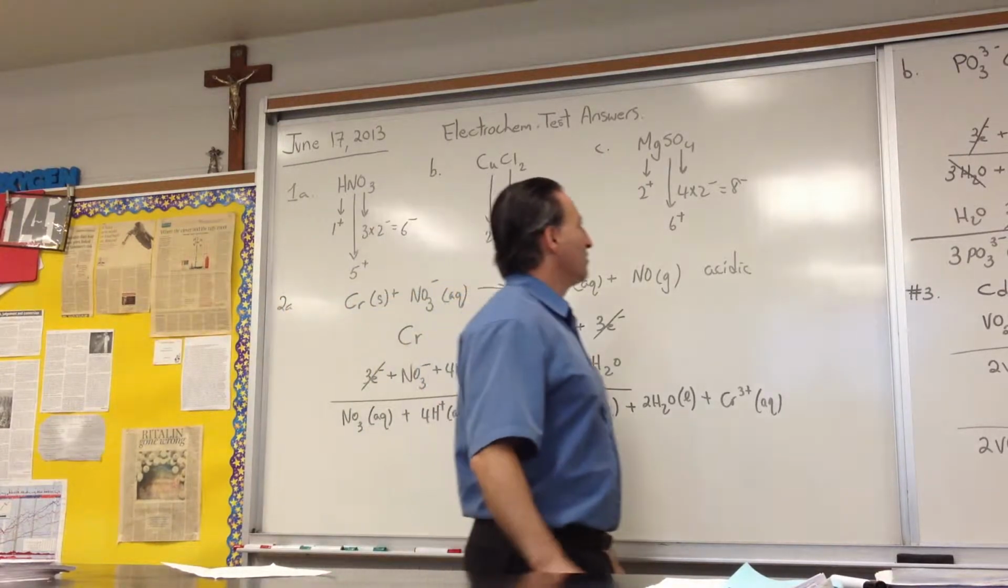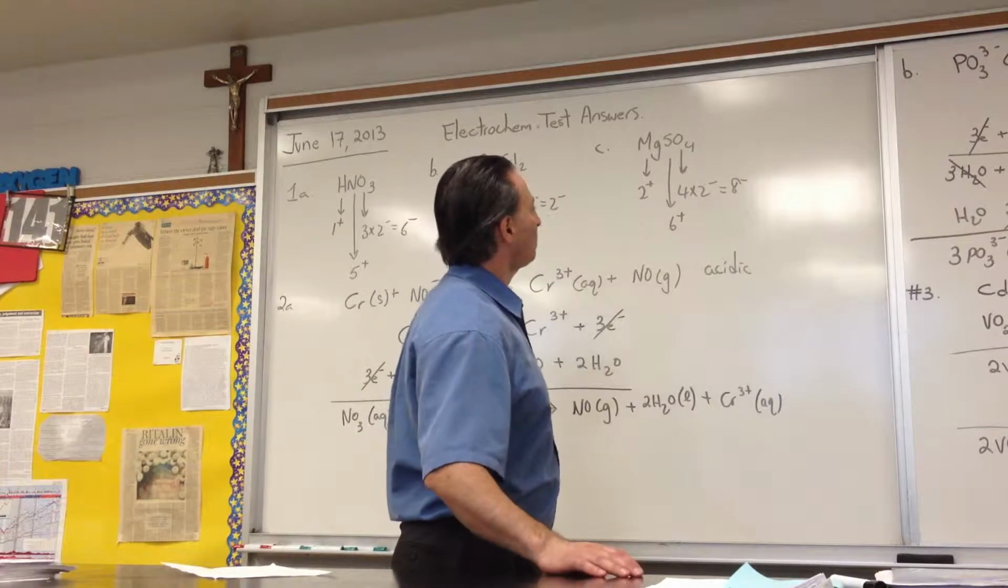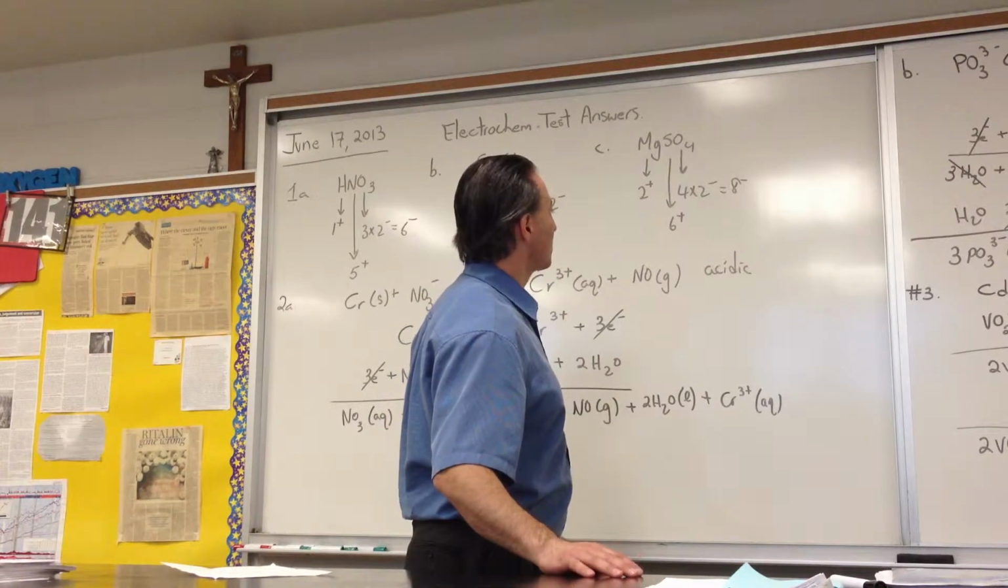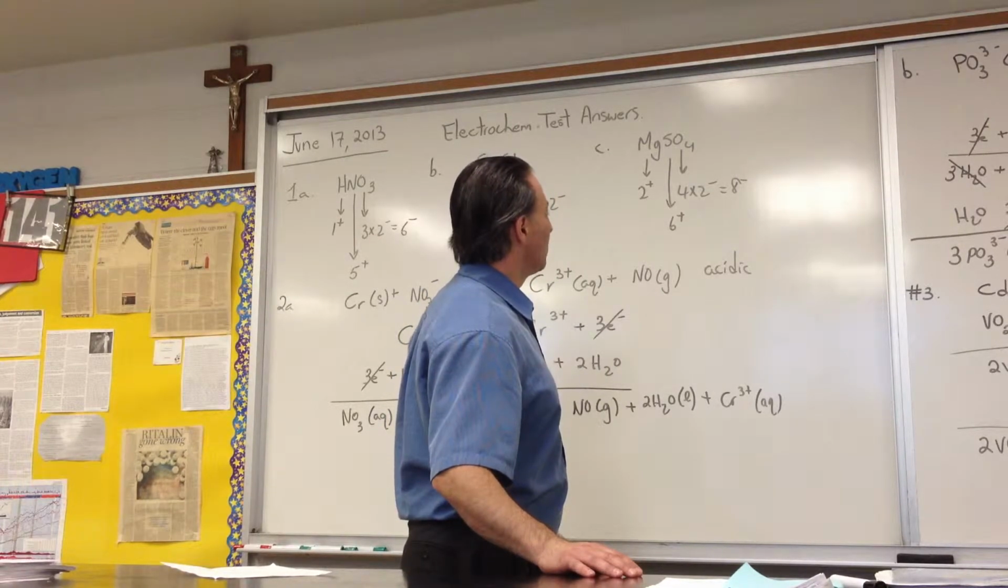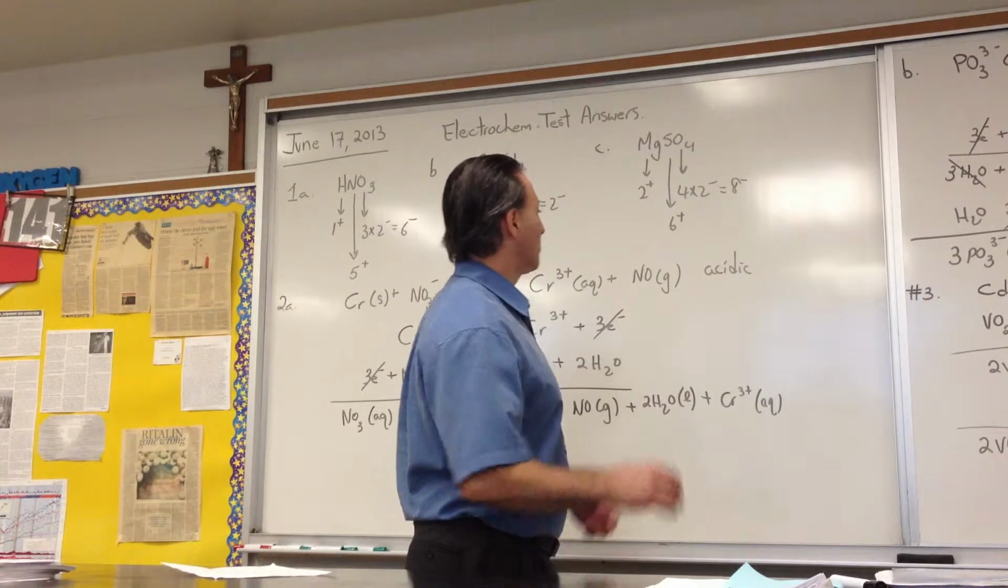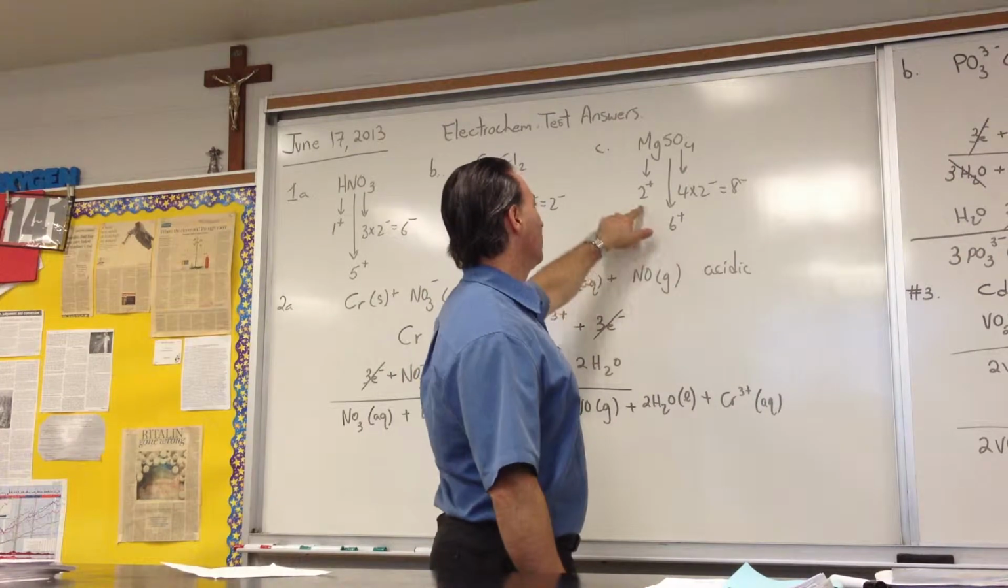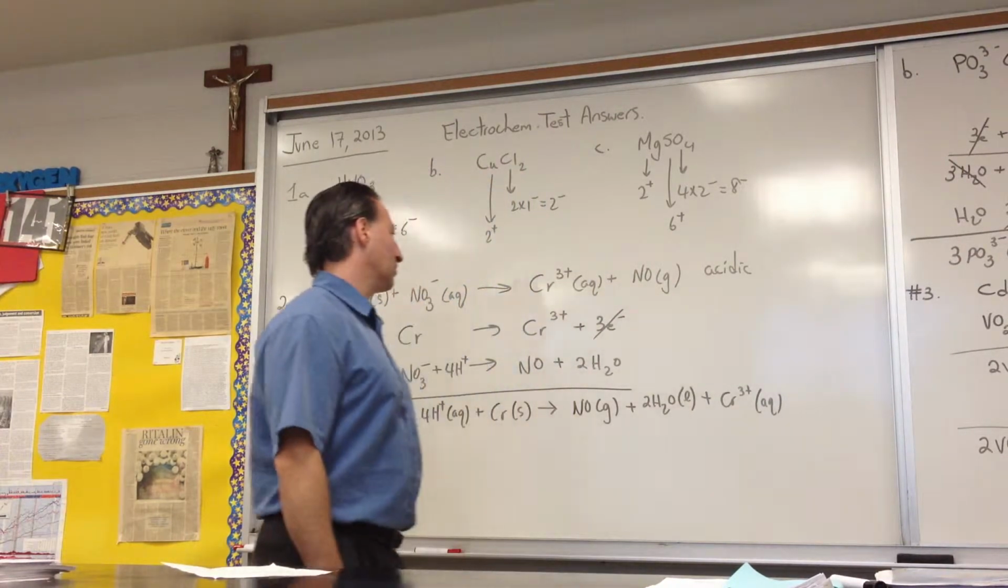Finally, in magnesium sulfate, we have oxygen 4 times, so it's going to be -8, but the sulfate anion is -2 overall, so that means the sulfur has to be +6, and lastly, magnesium is +2.